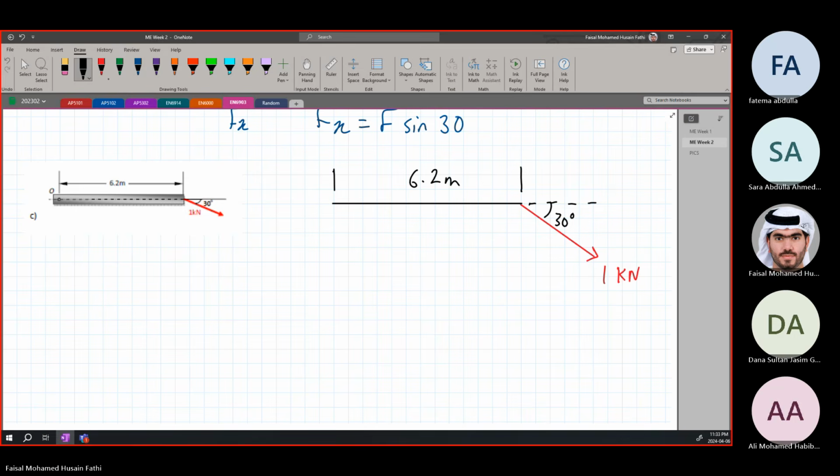Now, again, we need to look at the perpendicular part of the 1 kN force, where the force is perpendicular and has a perpendicular distance. This is point O. Then, this is our Fx, because it's in the x direction. Fx, and this is our Fy.